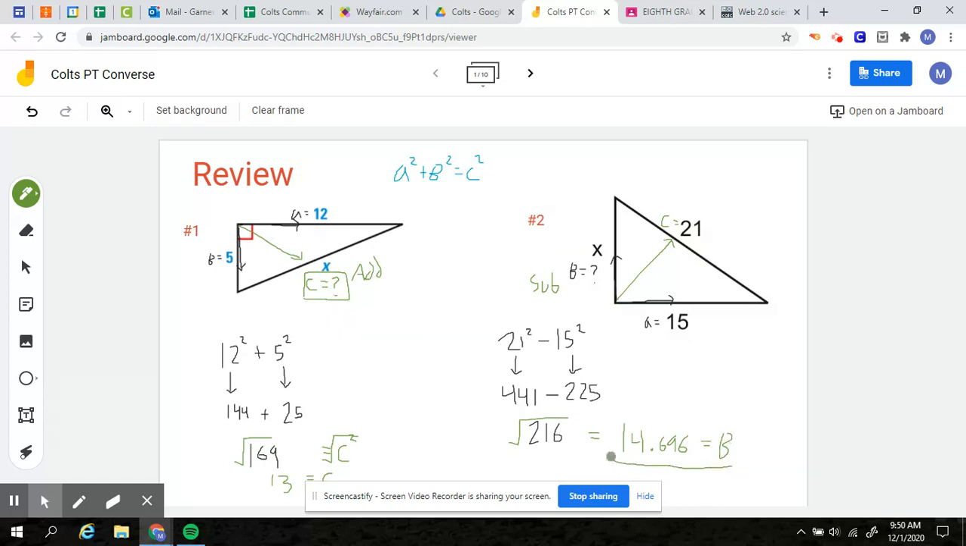So this is a quick review over Pythagorean theorem. The first problem, we are solving for the hypotenuse, so we add. The second problem, we are solving for a leg, so we subtract. So notice that the only place where these two problems differ is in this step right here, where it's adding versus subtracting. Everything else is the exact same.